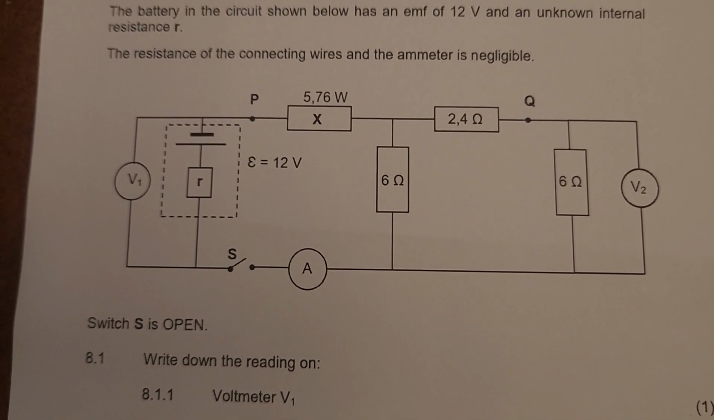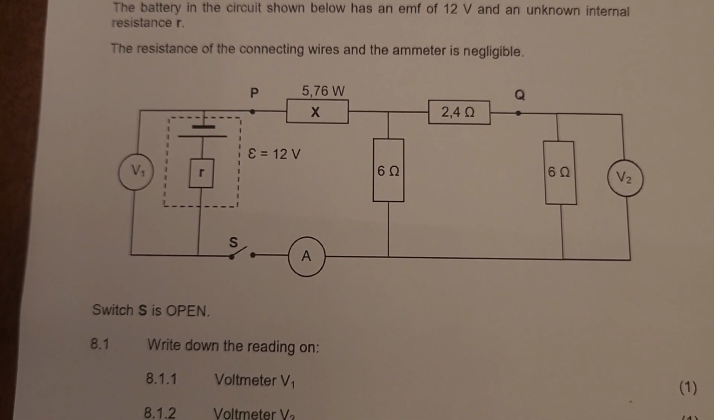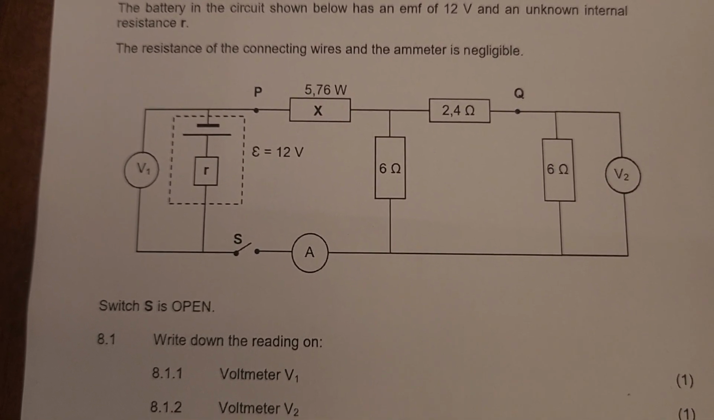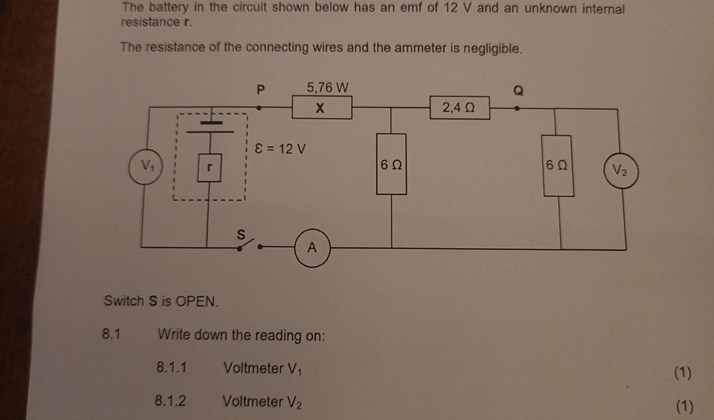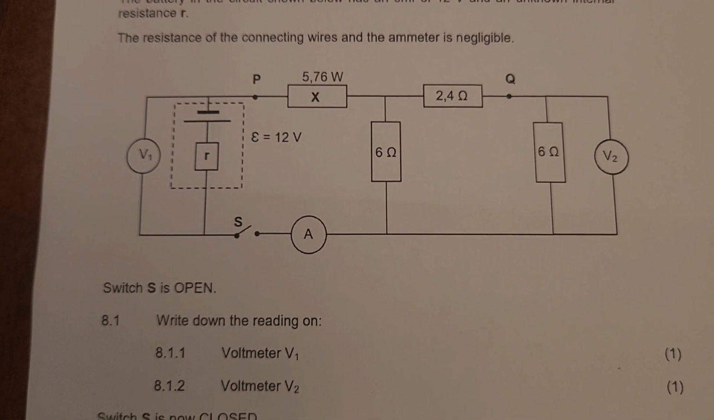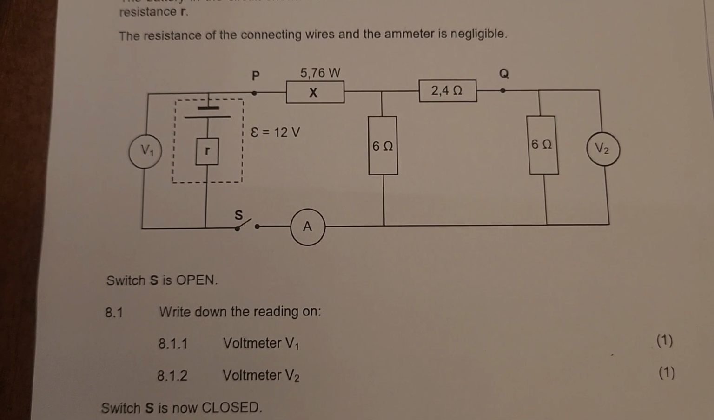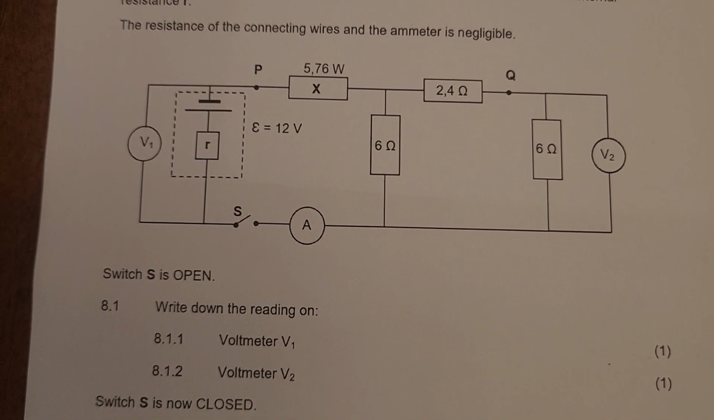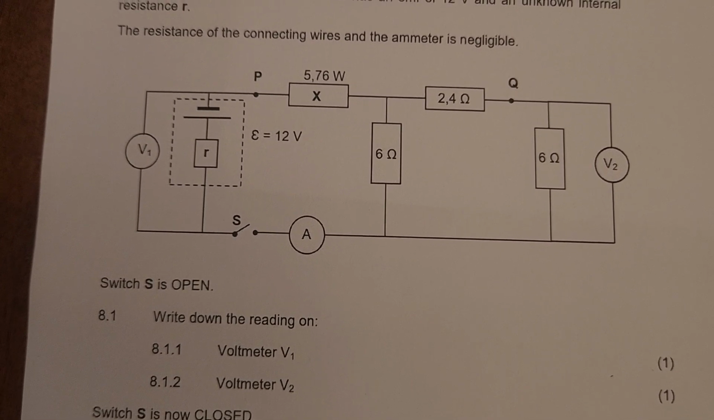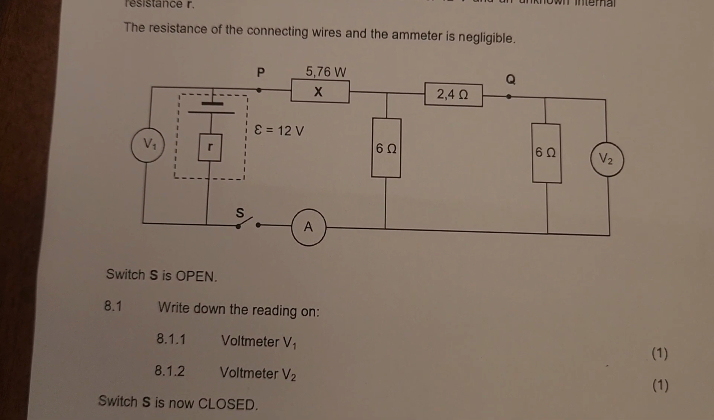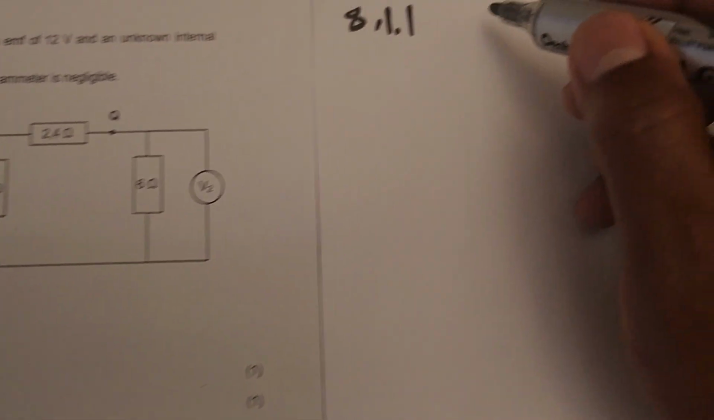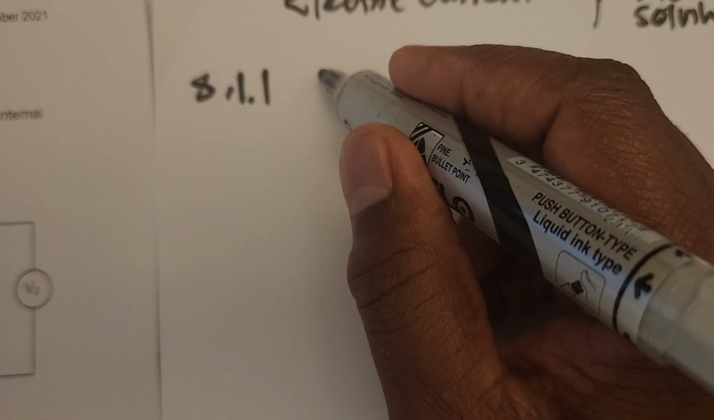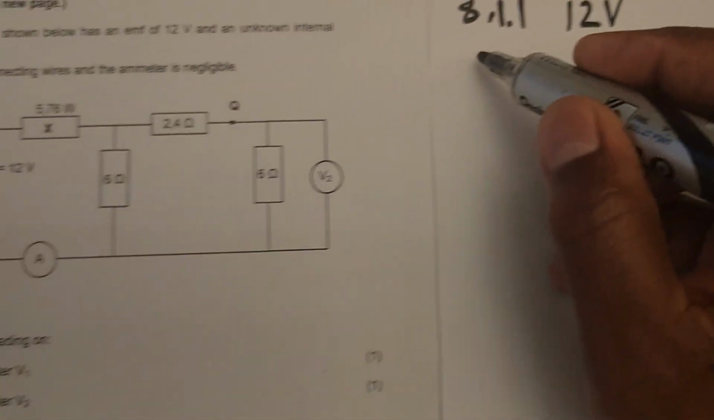Switch S is the main switch. If it's open, it means that there's no current flowing in the circuit. Now, 8.1.1, they say write down the reading on V1. V1 is across the battery. Therefore, if there's no current flowing in the circuit, V1 will record the potential of the battery, which is 12 volts.